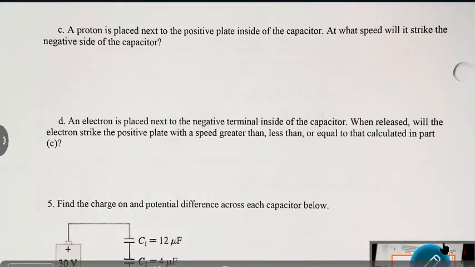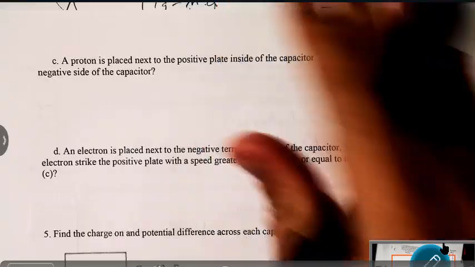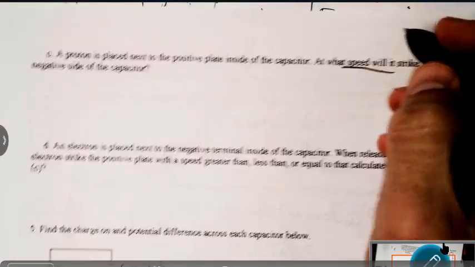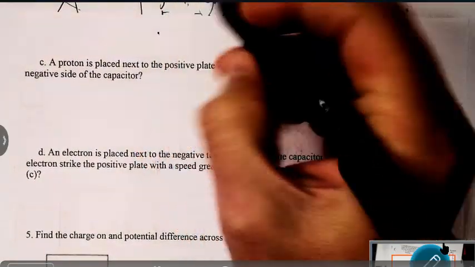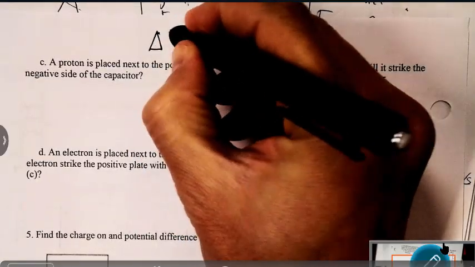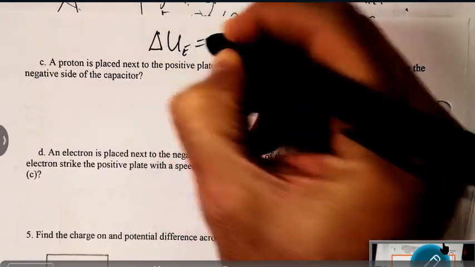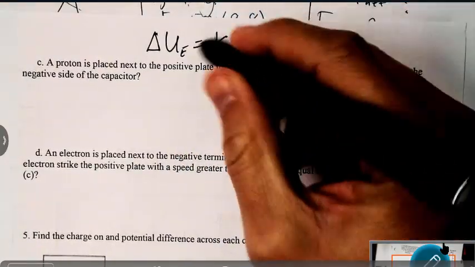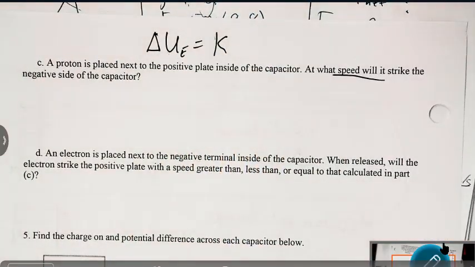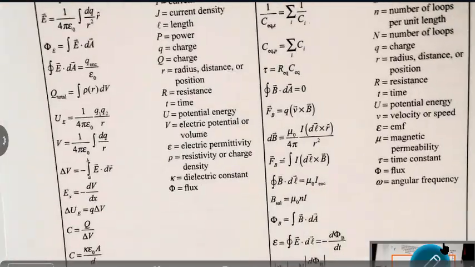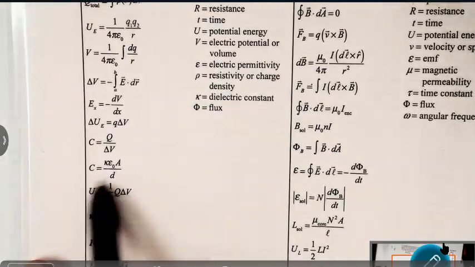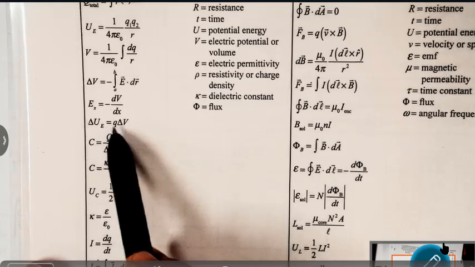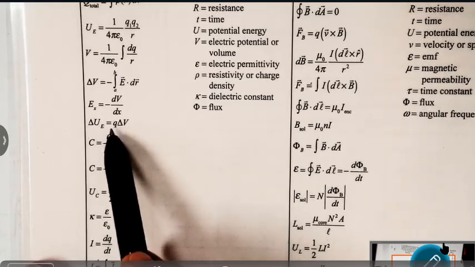Okay, now that's why I want to do this problem. I'm wondering why I did this problem. At what speed? This is an energy problem. If you ever see this, the change in potential energy is equal to, some students are going to enter, is equal to kinetic energy. Now the potential energy we're going to use is not the energy stored in the capacitor. No. It's this one. Potential difference times the charge of a proton. This is the energy equation that we're going to use, Q delta V.